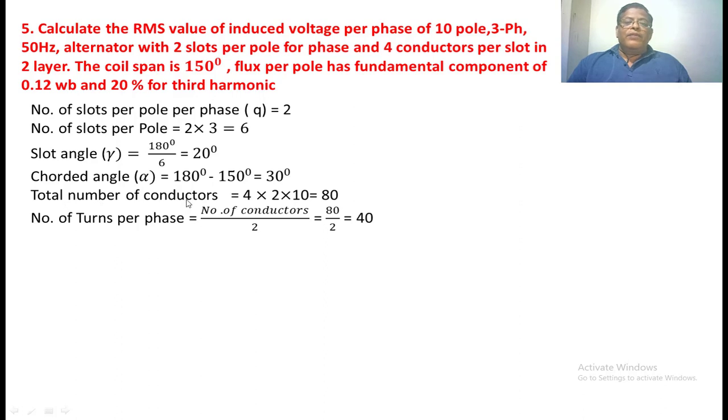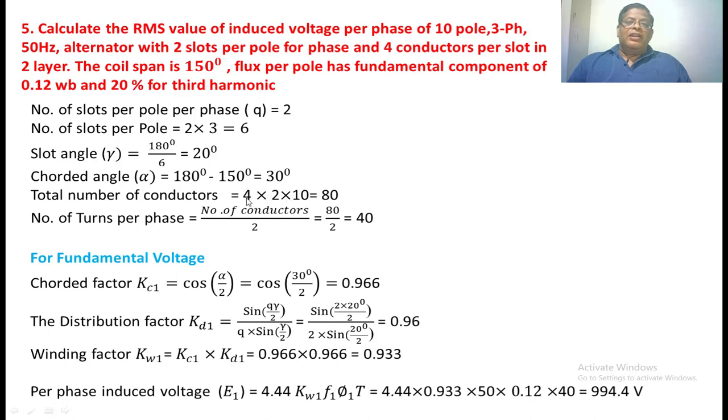The total number of conductors equals 4 into 2 into 10. See, this is the number of slots per pole per phase. This we have to multiply with the number of poles, that is 10 poles. So it gives the number of slots per phase. That we have to multiply with the number of conductors per slot, that is 4. We are getting 80. Number of turns per phase equals conductors divided by 2. We are getting the turns, that is 40.